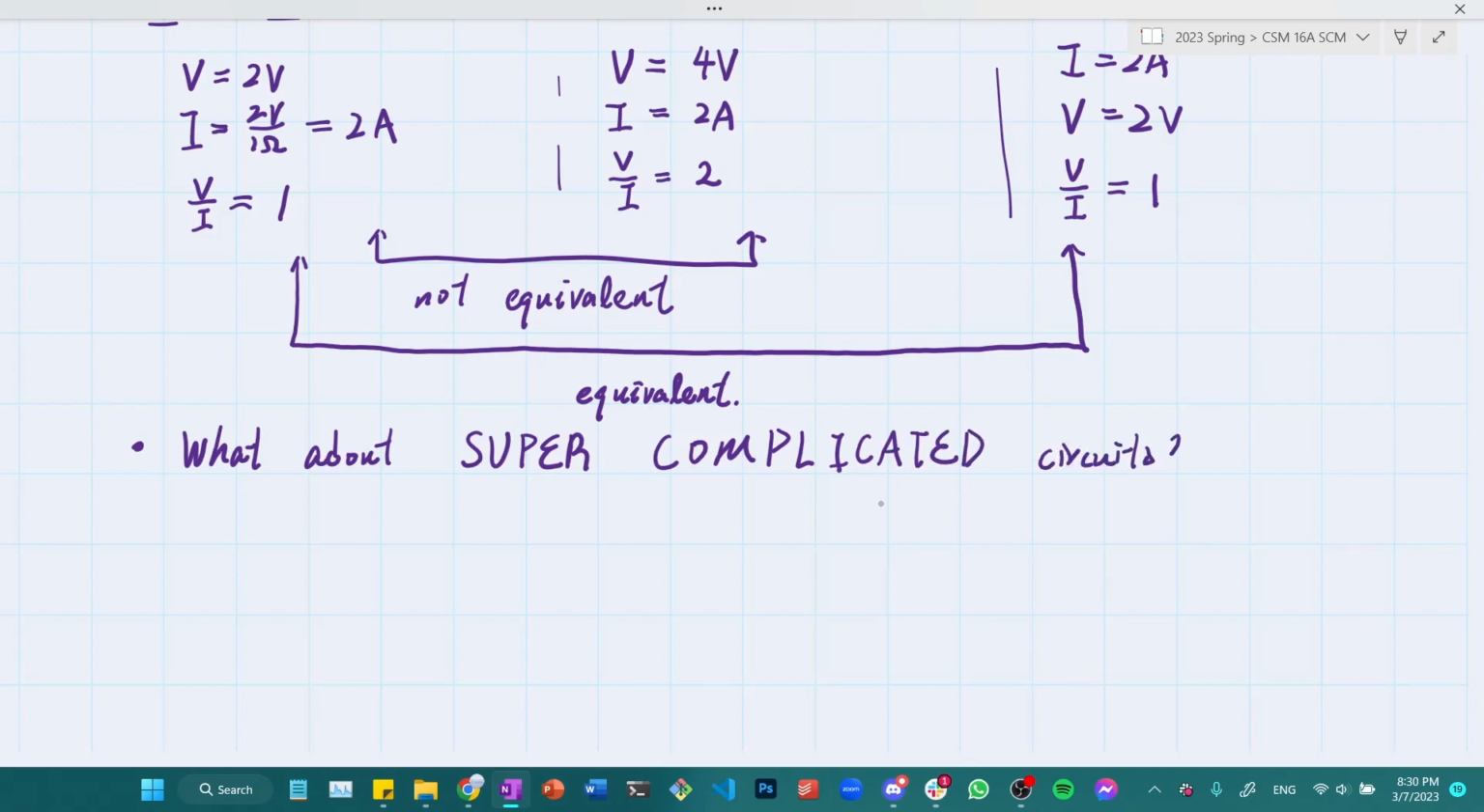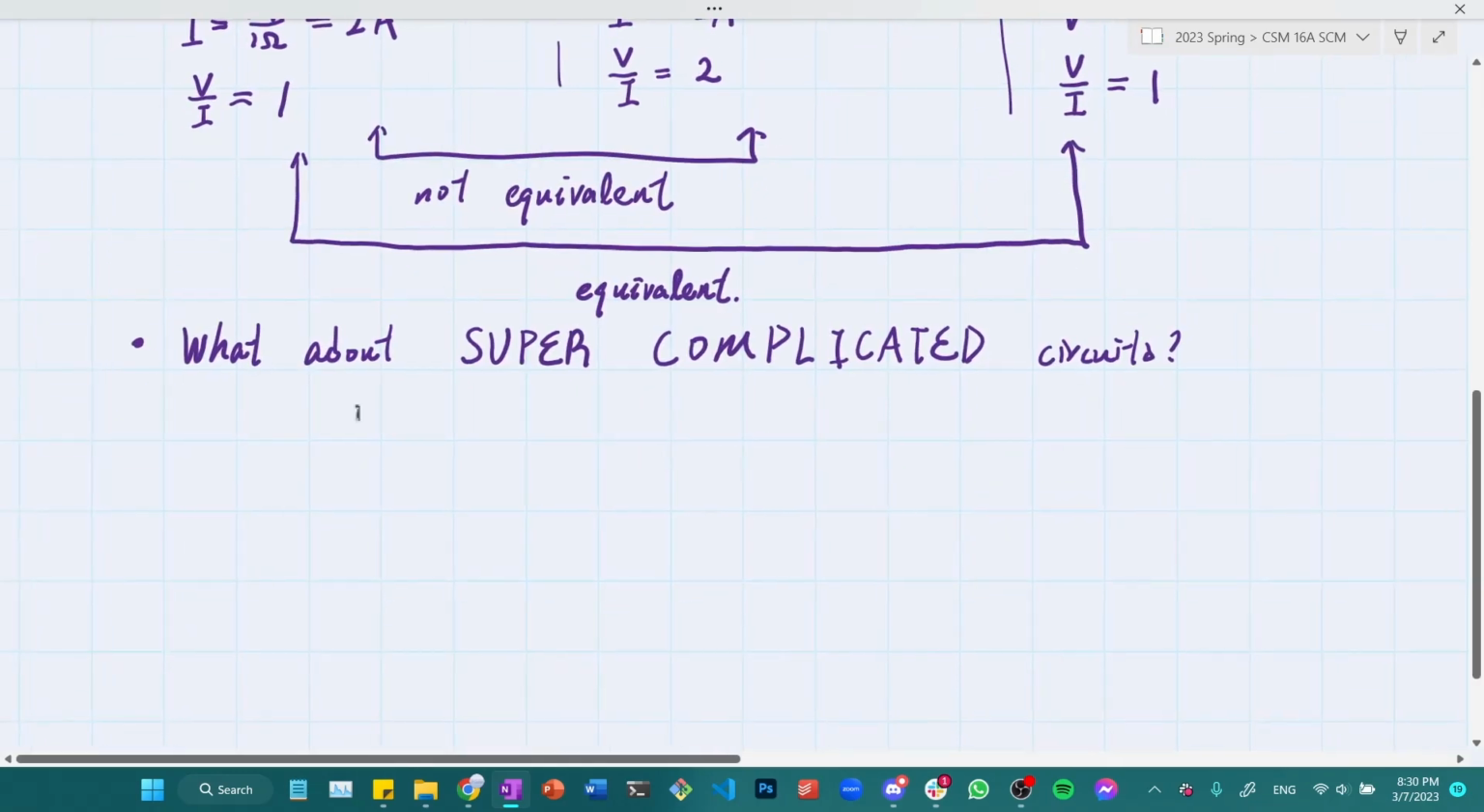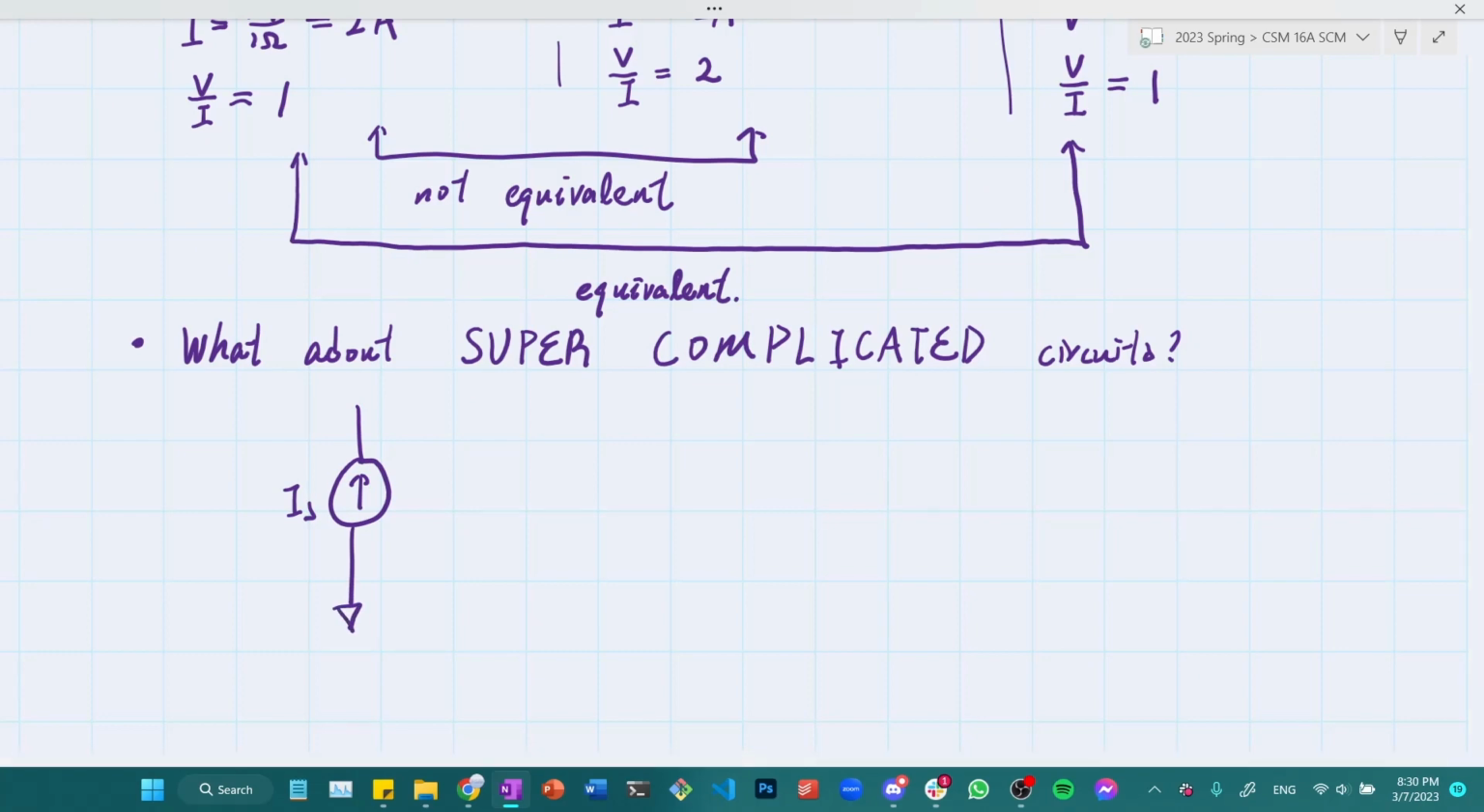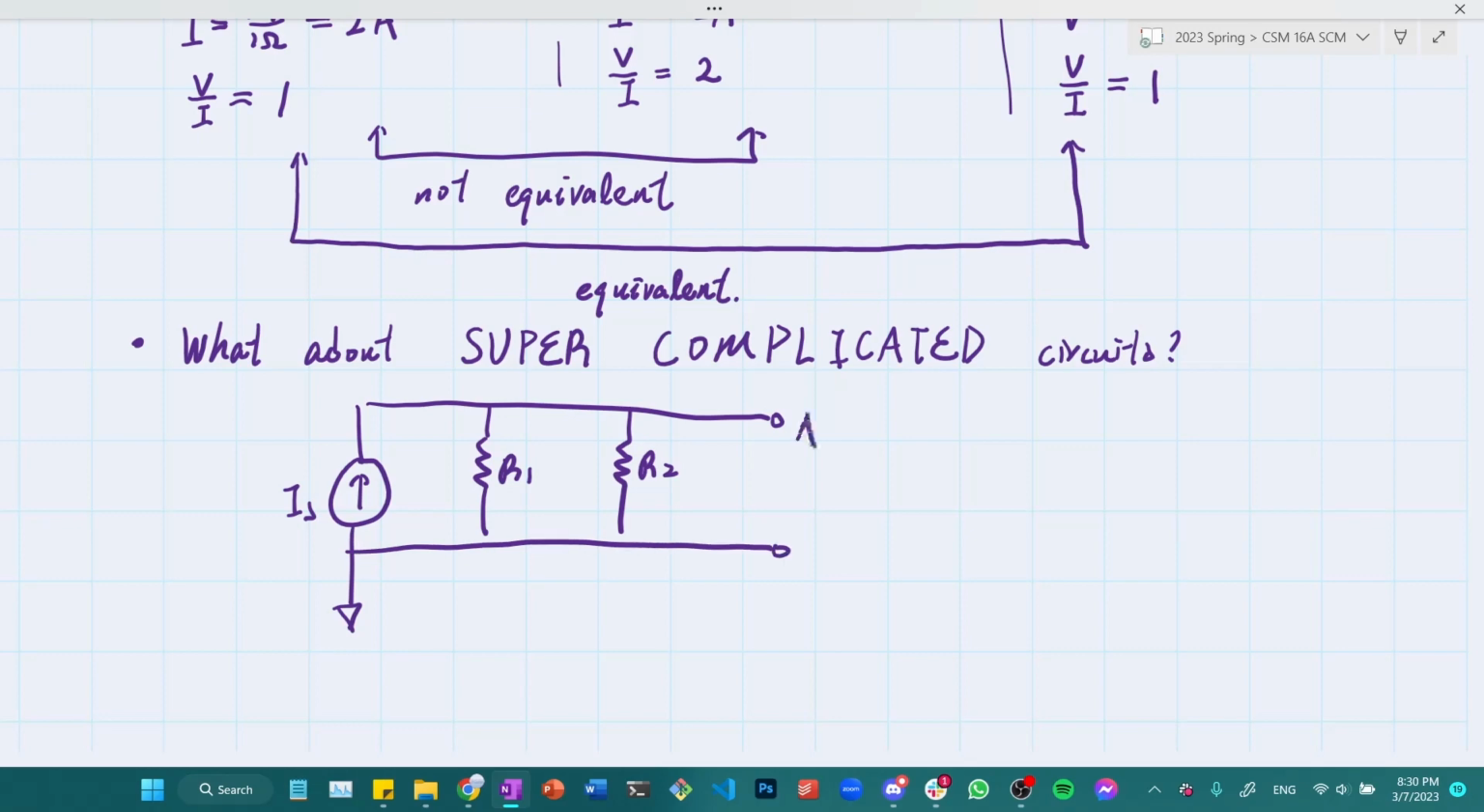So the circuit I'm going to show you is as follows. I have 2 resistors in parallel and 2 terminals. Notice that AB here is an open circuit, so having AB here doesn't really influence the circuit. Okay, so what if today I have this kind of circuit?